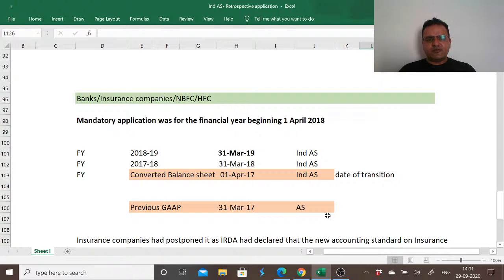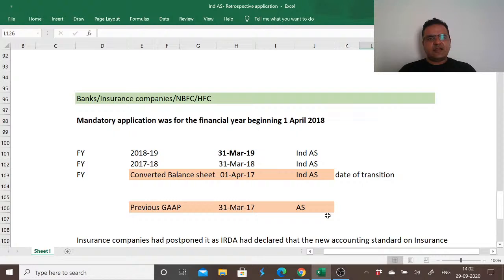In the example before you, if we are making this change for the first time for the financial year beginning 1st April 18, we need to bring this change in the balance sheet of 31st March 19. Along with the balance sheet of 31st March 19, we need to publish the comparative balance sheet of 31st March 18 and a third additional balance sheet of the beginning of the earliest period presented, which brings about this change. This is how we apply the change retrospectively for a change in accounting policy, for correcting a prior period error, and applying the GAAP for the first time.